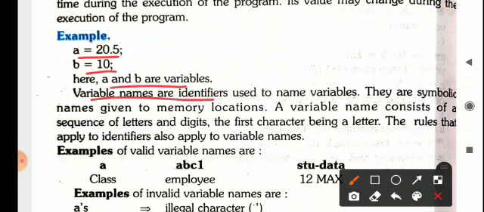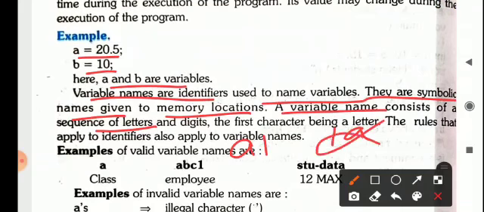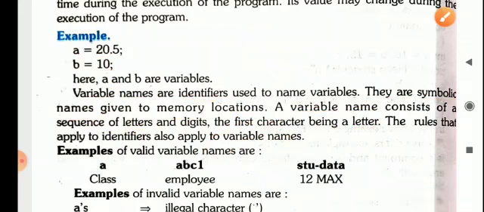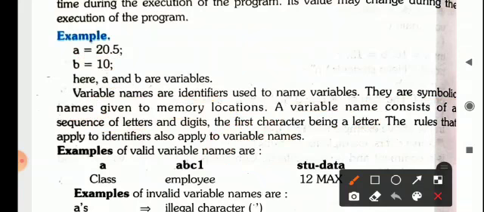Variable names are identifiers used to name variables. They are symbolic names given to memory locations. A variable name consists of a sequence of letters and digits, but your start should always be with an alphabet. However, you can write A1, but if you write 1A, it is wrong because the start is not a letter. Also, there cannot be any special characters in a variable name. If you write A and then an exclamation mark, it is wrong. So, no special characters. Clear? These are the rules for variable names.